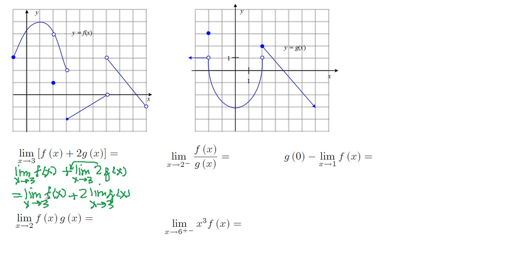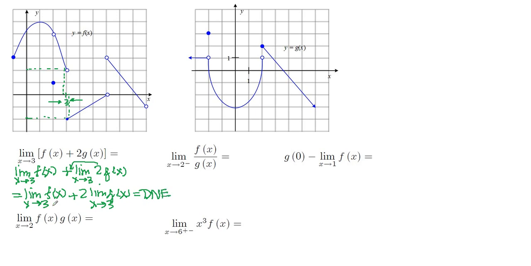So as x gets close to 3, we want to see what f of x gets close to. So 1, 2, 3. So here's 3. As x gets close to 3 from either direction, what happens to f of x? Well, if x gets close to 3 on the left, we're getting close to y equal 2. But as x gets close to 3 on the right, we're getting close to negative 2. So that limit does not exist, and that means that this entire limit does not exist. So you have to have both limits exist.